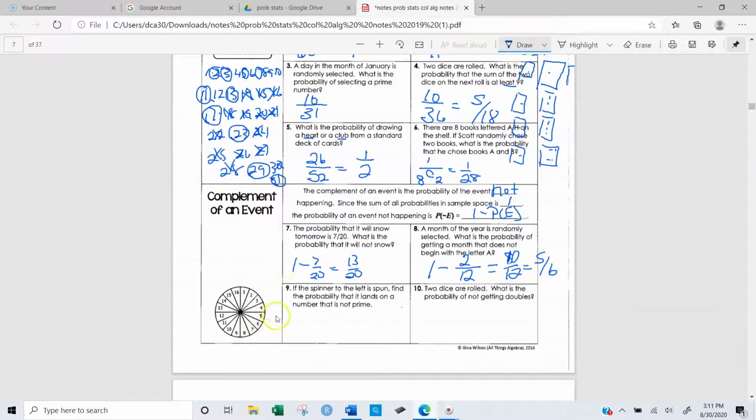Okay, look at the spinner on the left. Find the probability that it lands on a number that is not prime. So what's the chances that it lands on a prime number? So go 1 minus. Okay, we already talked, 1 is not prime. 2 is prime, 3 is prime, 4 is no, 5 is yes, 6 is no, 7 is yes, 8 is no, 9 no, 10 no, 11 yes, 12 no, 13 yes, 14 no, 15 no, 16 no. So we have 1, 2, 3, 4, 5, 6 that are prime. You could have easily counted these the other way and not done all this work, which would have been fine.